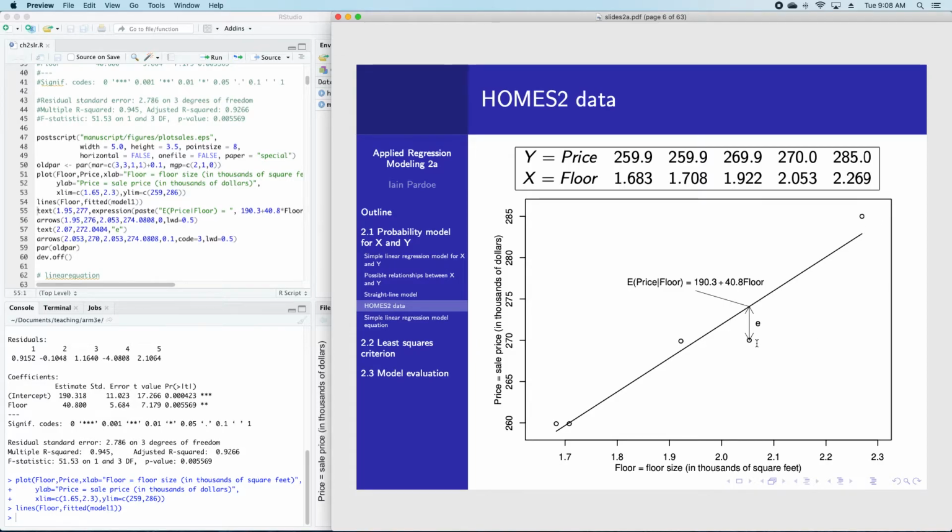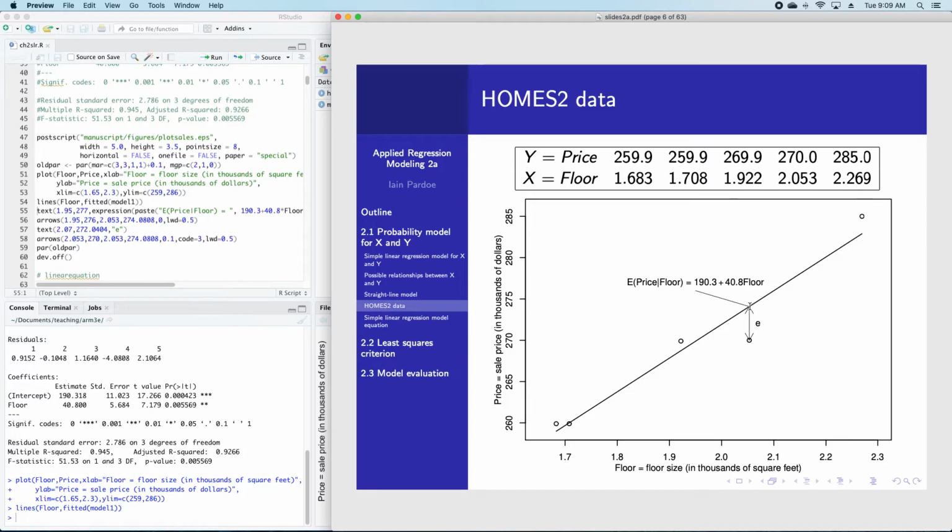So let's just focus on this one here. This is the 4th house in the sample. It's got a floor size of 2,053 square feet. You can read that off the graph down here, 2,053, or 2.053 in thousands of square feet. And then it's got a sale price of $270,000. You can read that over here. So that's its plotted point.